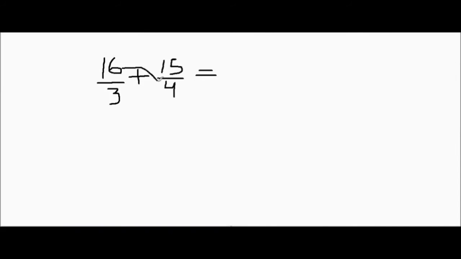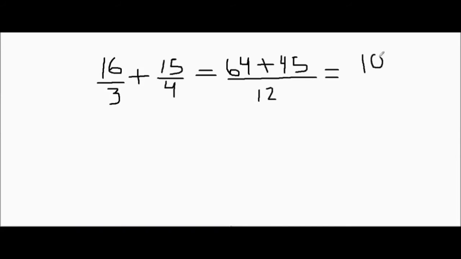So again, we're going to cross multiply. 16 times 4 is equal to 64. Plus, now we're going to do the first denominator times the second numerator. 3 times 15, that's 45. And finally, multiply the denominators. 3 times 4 is 12. So, adding these together, we get a total of 109 over 12.